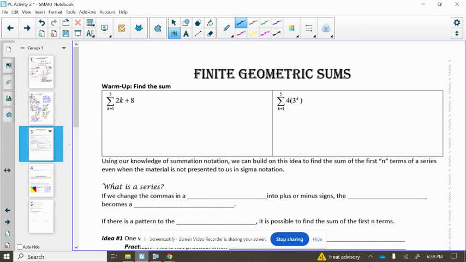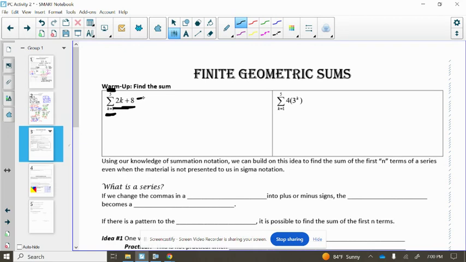Everyone, today we are going to talk about the geometric sum formulas and when we should use them. Now, we've talked about sums before already, using sigma notation, and that's our starting term number, ending term number, and the rule that we plug into.